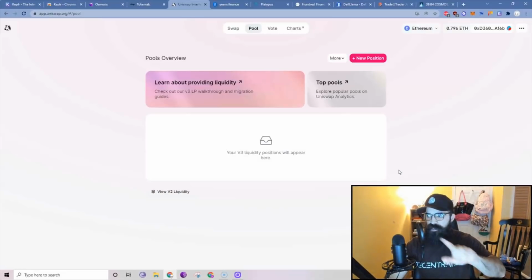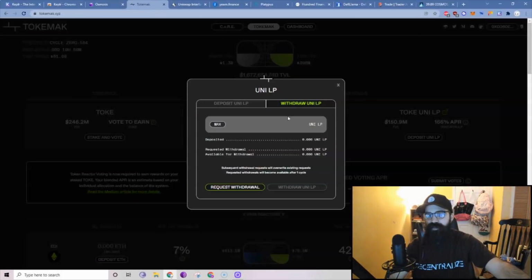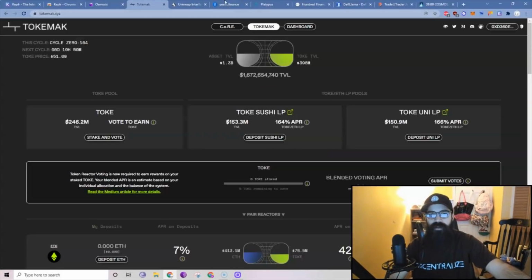So you'll receive your Ethereum, and you'll receive your TOKE. Okay, and a lot of gas fees, so keep that in mind. If it's a large investment, not a big deal, but if it's a small investment, it is a big deal. All right, let's look at Yearn.